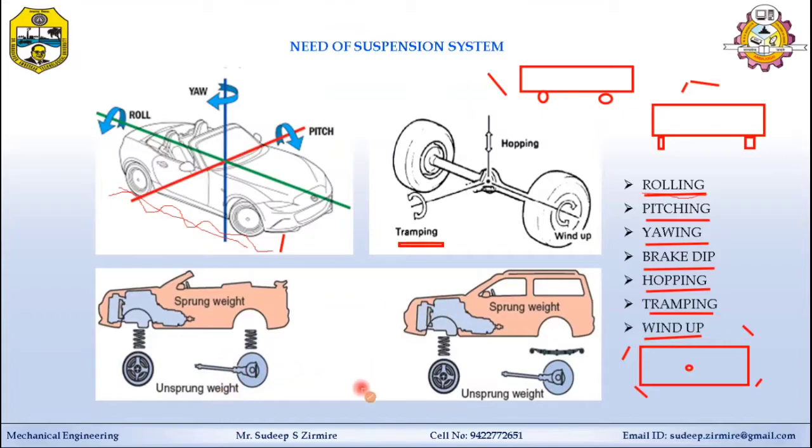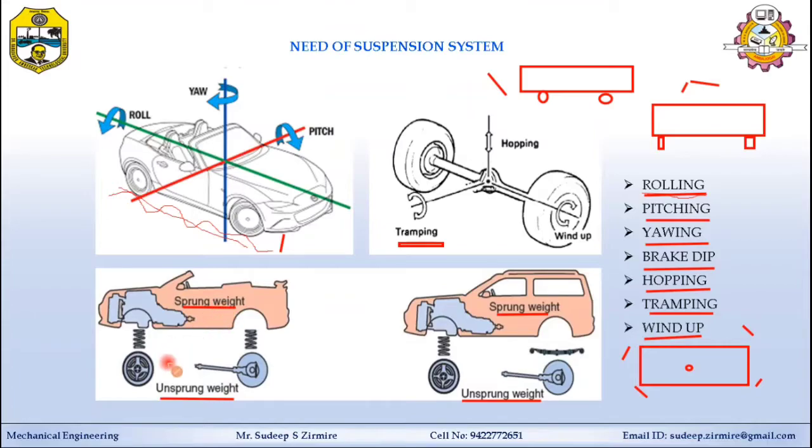And the next point, here we are going to learn, in this figure you can see unsprung weight. What is meant by unsprung weight and sprung weight? Another figure is also showing sprung weight and unsprung weight. So what do you mean by unsprung weight? The weight not supported by the spring, that the spring does not take, is called the unsprung weight. And the weight supported by the suspension spring is called the sprung weight.